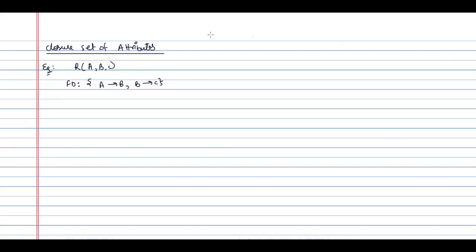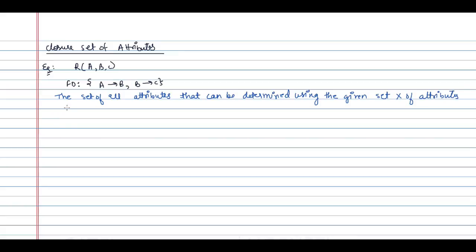Okay, so when we say we want to find the closure set of attributes, we can say we want to find the set of all attributes that can be determined using the given set X of attributes. It is called the attribute closure, and it is denoted by X plus, a small plus above X.